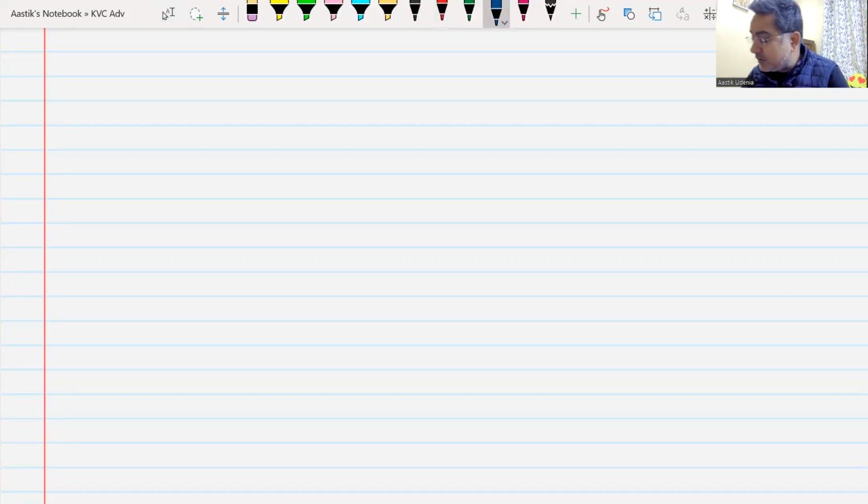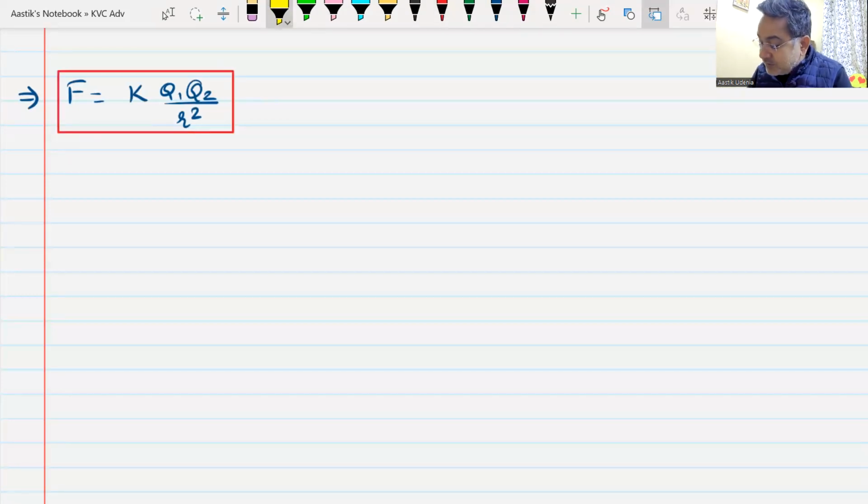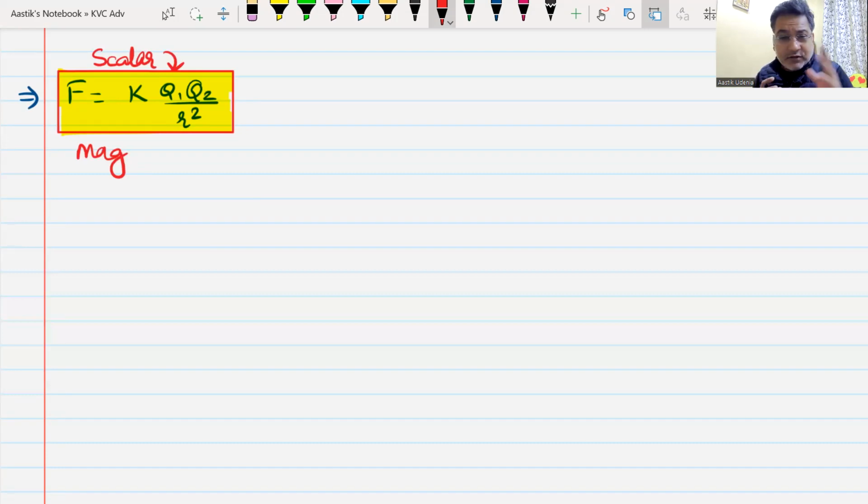What we have seen is the formula of force, and let us just write it like this: K Q1 Q2 by R square. This is the formula for electrostatic force that we have seen. Yes or no? Yes. Now, you must remember what type of quantity is force. Scalar or vector? Vector, sir. But this is the scalar formula of force. That means it will only give you the magnitude of force.